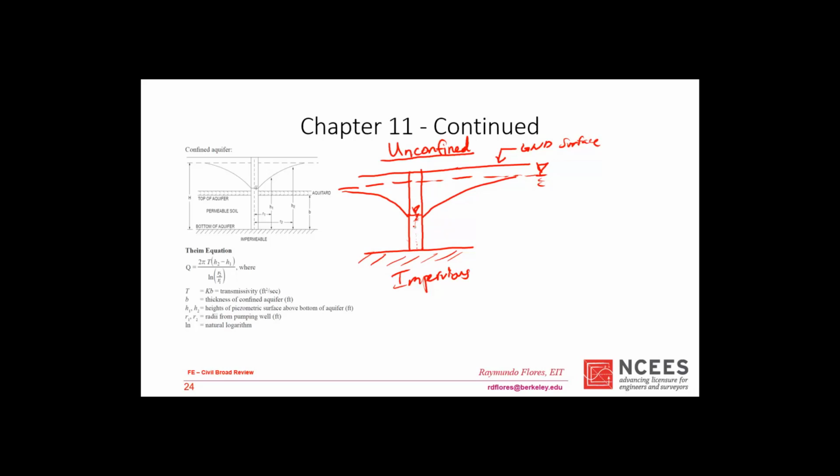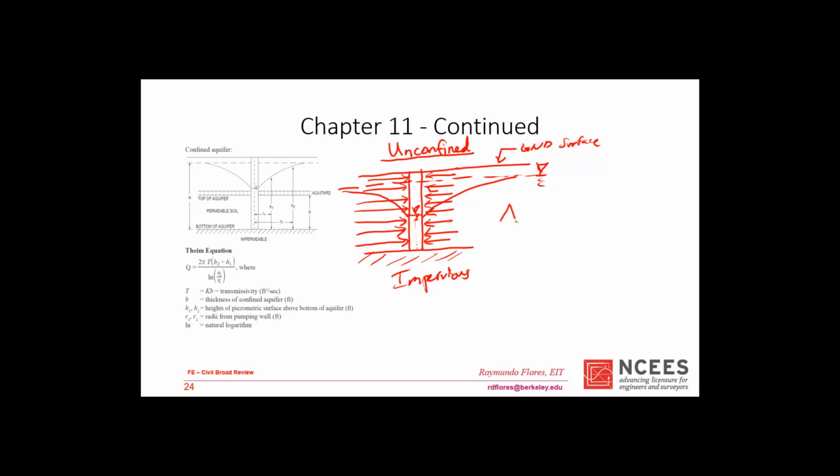But the idea here is that because it's unconfined, we would expect that the water flow is all throughout the length of the pipe. And so this represents the water flow, all throughout until it gets to the ground surface. Of course, that's the unconfined case, where you have the area for the flow.